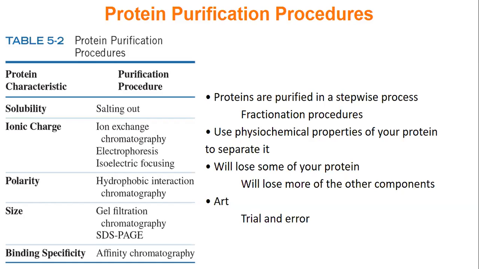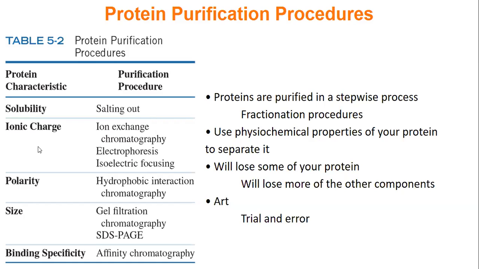Physical means like solubility, ionic charge, polarity, size. Bio just means they're biomolecules, right? And we have different ways of exploiting these properties. To exploit a protein's solubility, we use the process called salting out. I believe you might have done this in molecular cell bio, I'm not sure though. Basically, you add salt until your protein comes out of solution, and then you take that protein and you can redissolve it.